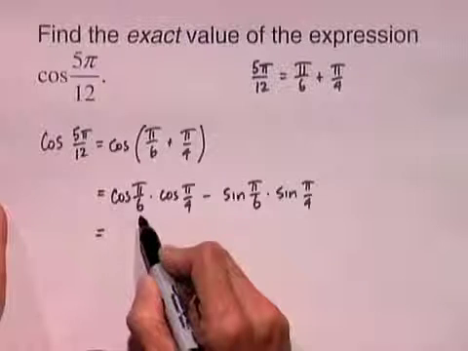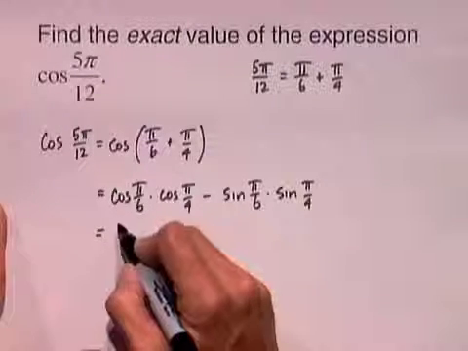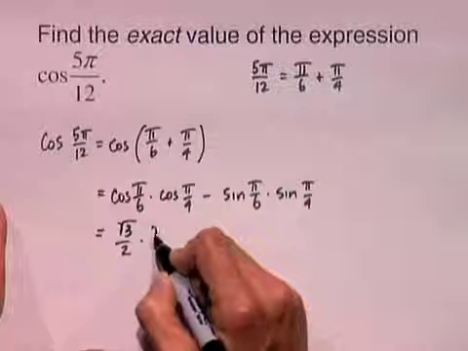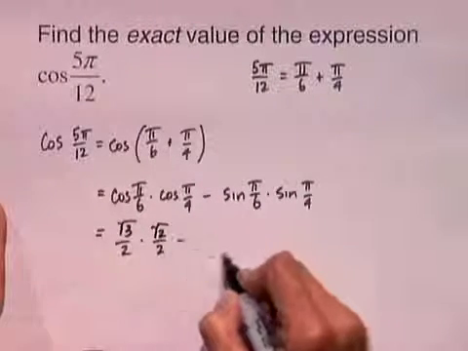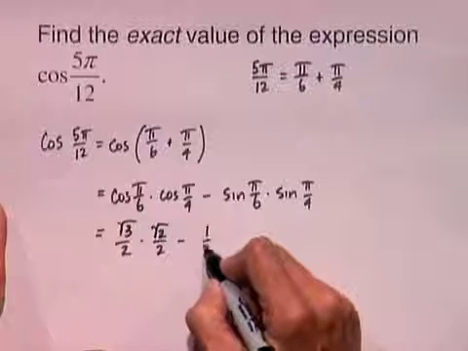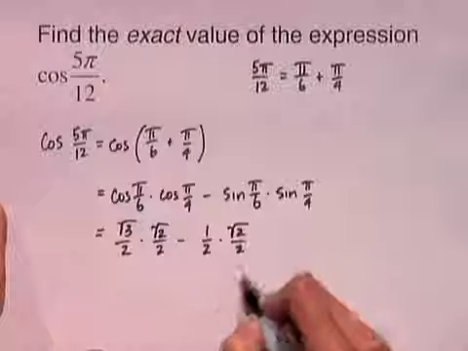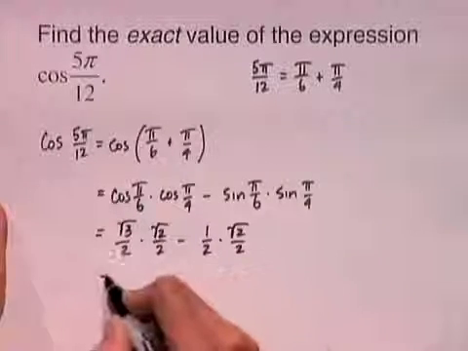Now we're going to put in exact values. The cosine of pi over 6 is square root 3 over 2. Cosine pi over 4 is square root 2 over 2. Minus the sine of pi over 6, which is 1/2, times the sine of pi over 4, which is square root 2 over 2. And now we want to simplify.